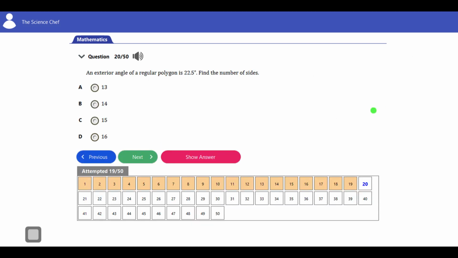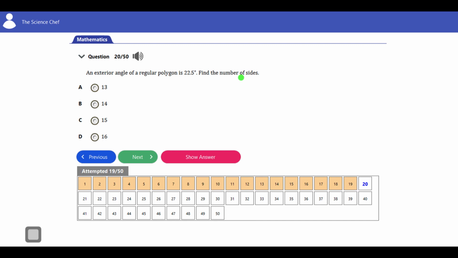Question 20. An exterior angle of a regular polygon is 22.5 degrees. Find the number of sides. How do we solve this? One fact that you need to know is that the sum of the exterior angles of any polygon is 360 degrees. Sum of exterior angles of any polygon is always 360 degrees. And since it's a regular polygon, it means that all the angles are equal.